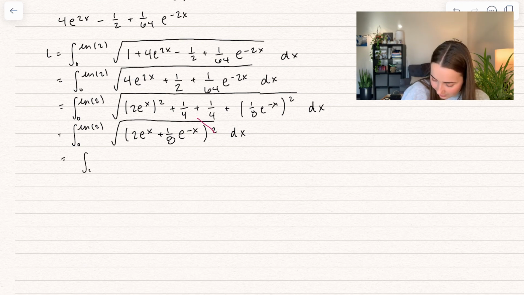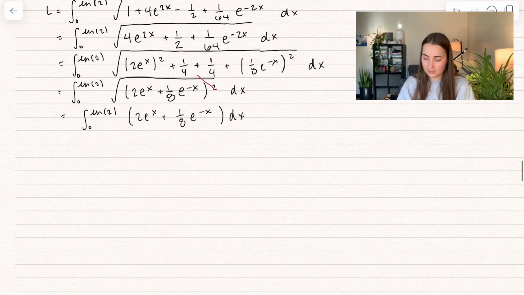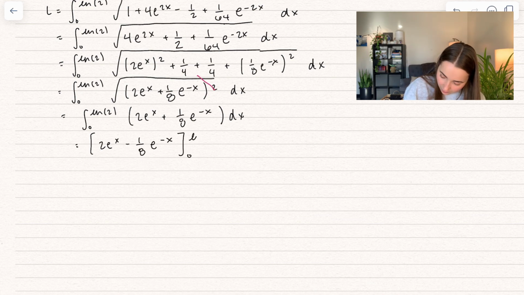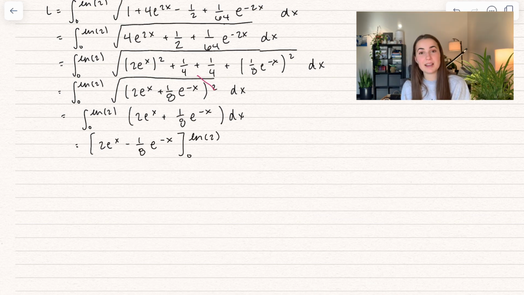So now we have the integral 0 to natural log of 2, 2e to the x plus 1/8 e to the negative x. So let's go ahead and take the antiderivative. We get 2e to the x, that doesn't change, but that becomes minus 1/8 e to the negative x. And we're integrating this between 0 and natural log of 2. So let's go ahead and plug in upper minus lower.